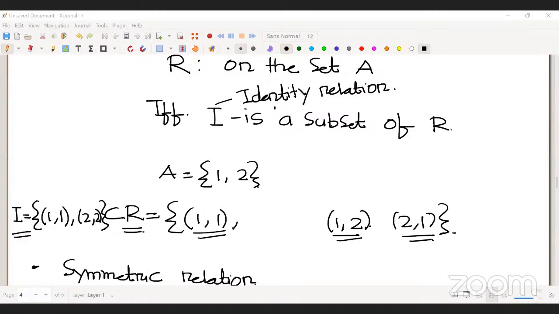No, you are asking some different question, I guess. See, this is a relation. This relation has three elements. If you add one more element, you will get a different relation, not the same relation. But the set is only {1, 2}, right? The set is only {1, 2}.